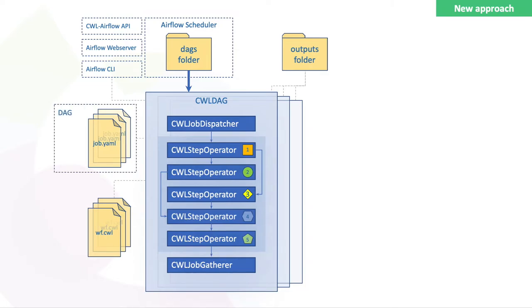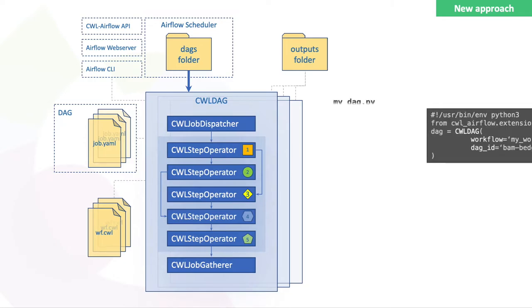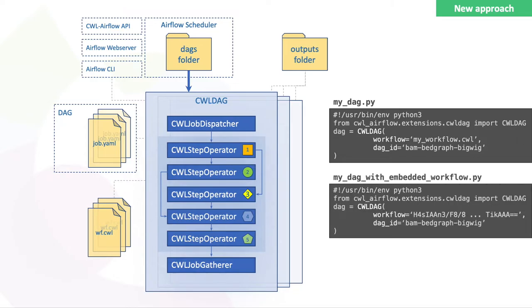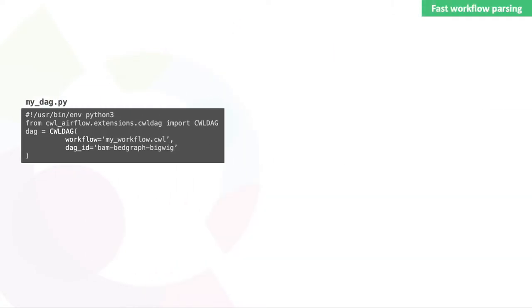To add a new workflow, one should simply write a small Python script and place it into the DAGs folder. Only two parameters are required to initialize a new CWL DAG: the path to the workflow file and the DAG ID. Alternatively, we can put the compressed Base64 encoded content of the CWL file directly into the DAG. Now let's take a closer look at what happens when the Airflow Scheduler imports our new DAG.